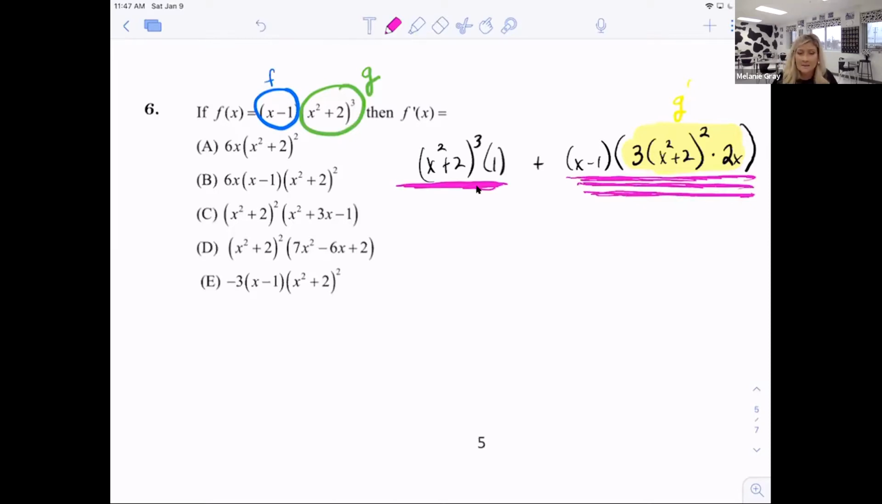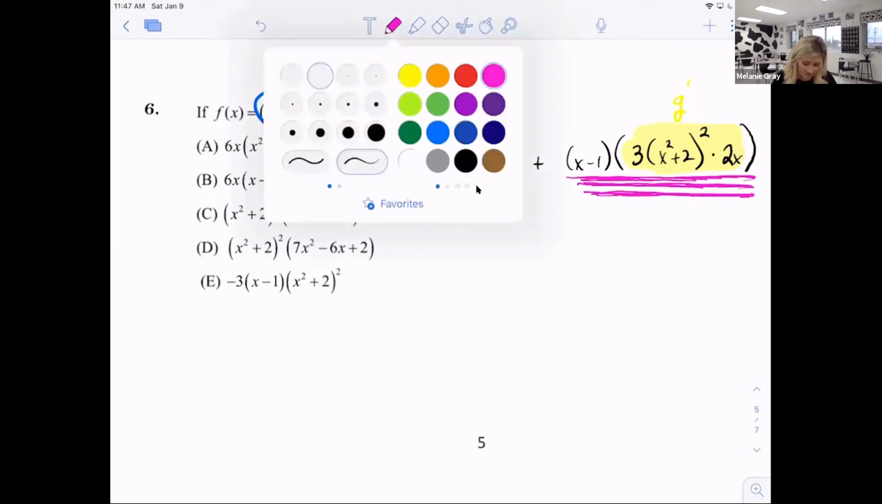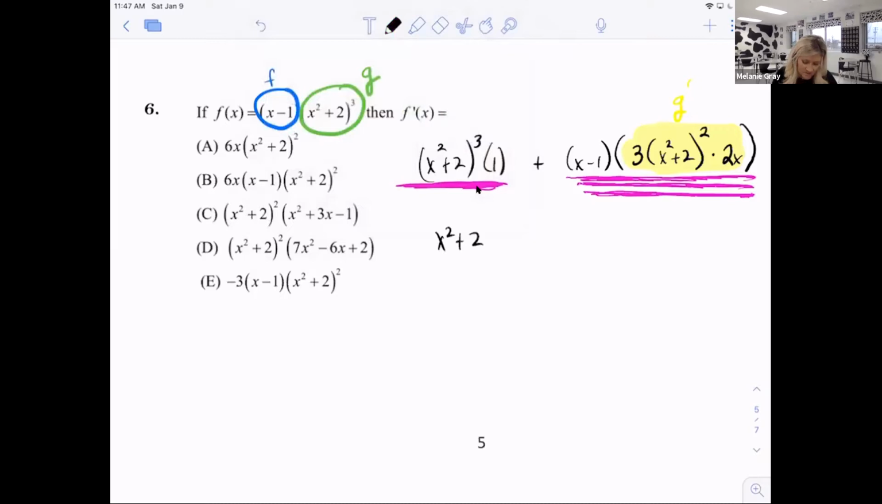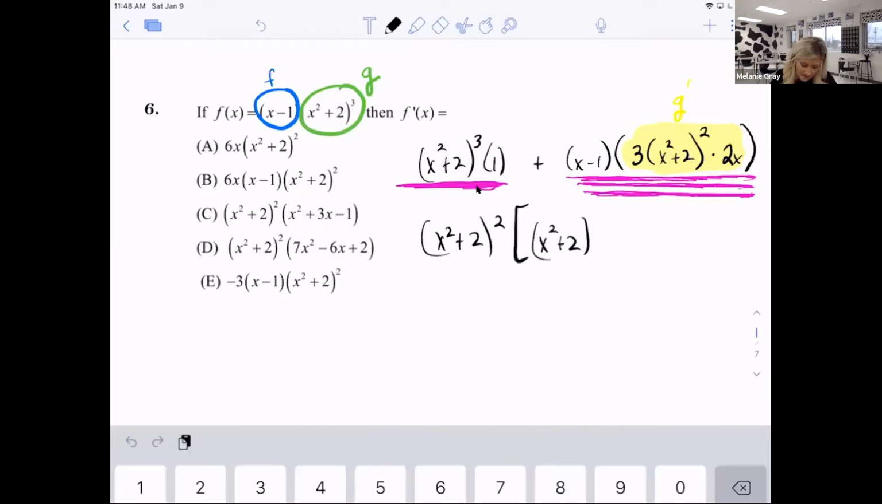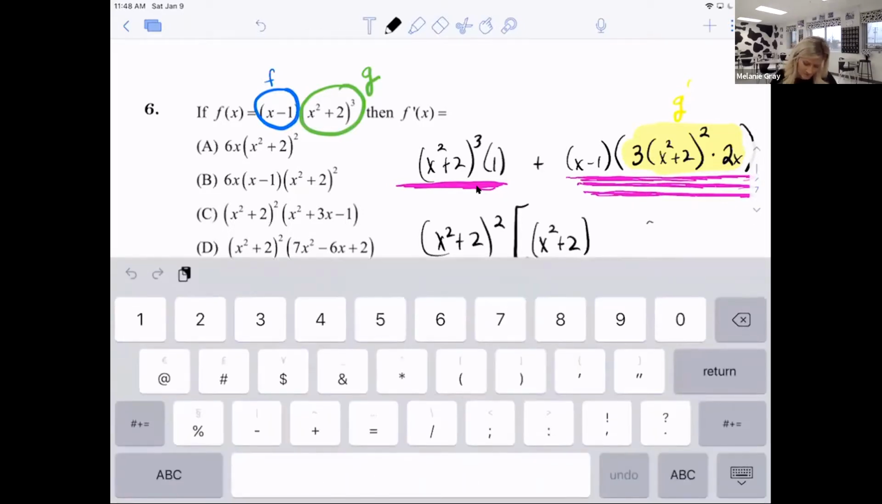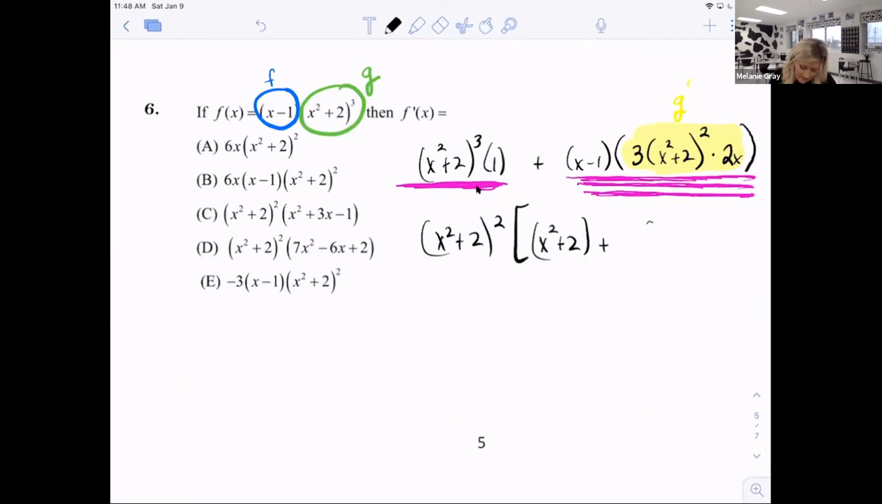So the GCF would end up being x squared plus 2 quantity squared. Both of those terms have that in common. So I'm going to say x squared plus 2 squared. And then I'm going to open up a bracket, which in this context means nothing different than a big old parenthesis. And it leaves me with x squared plus 2 in the first underlined term. And then, let's go right down. Plus the x minus 1 times 3 times 2x.